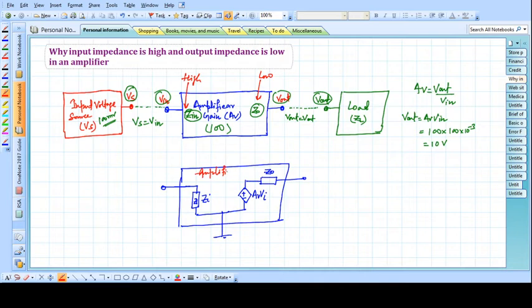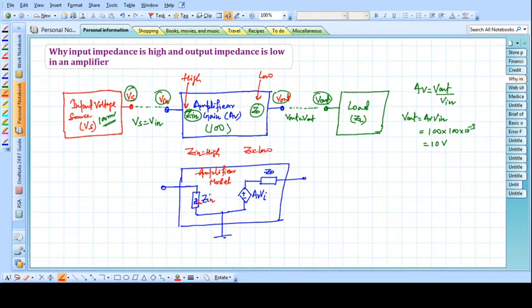Amplifier model. It is very easy. After a few minutes you will become expert. Means by this, input impedance, basically what we are saying, this Zin should be high. Okay, that is our Zin. So make it Zin, and Zout is low.